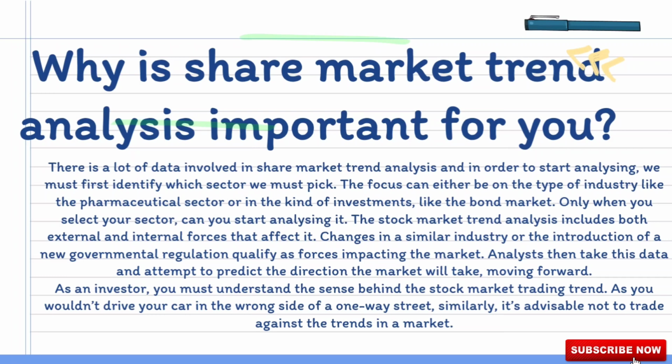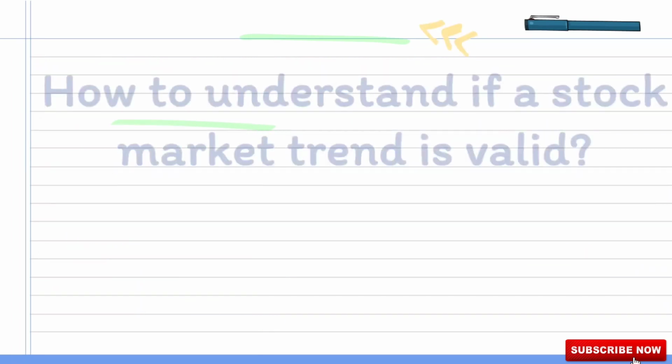Stock market trend analysis includes both internal and external forces that affect it. Changes in a similar industry or the introduction of a new governmental regulation qualify as forces impacting the market. Analysts then take this data and attempt to predict the direction the market will take moving forward. As an investor, you must understand the sense behind the stock market trading trend, as you wouldn't drive your car on the wrong side of a one-way street. Similarly, it is advisable not to trade against the trends in a market.